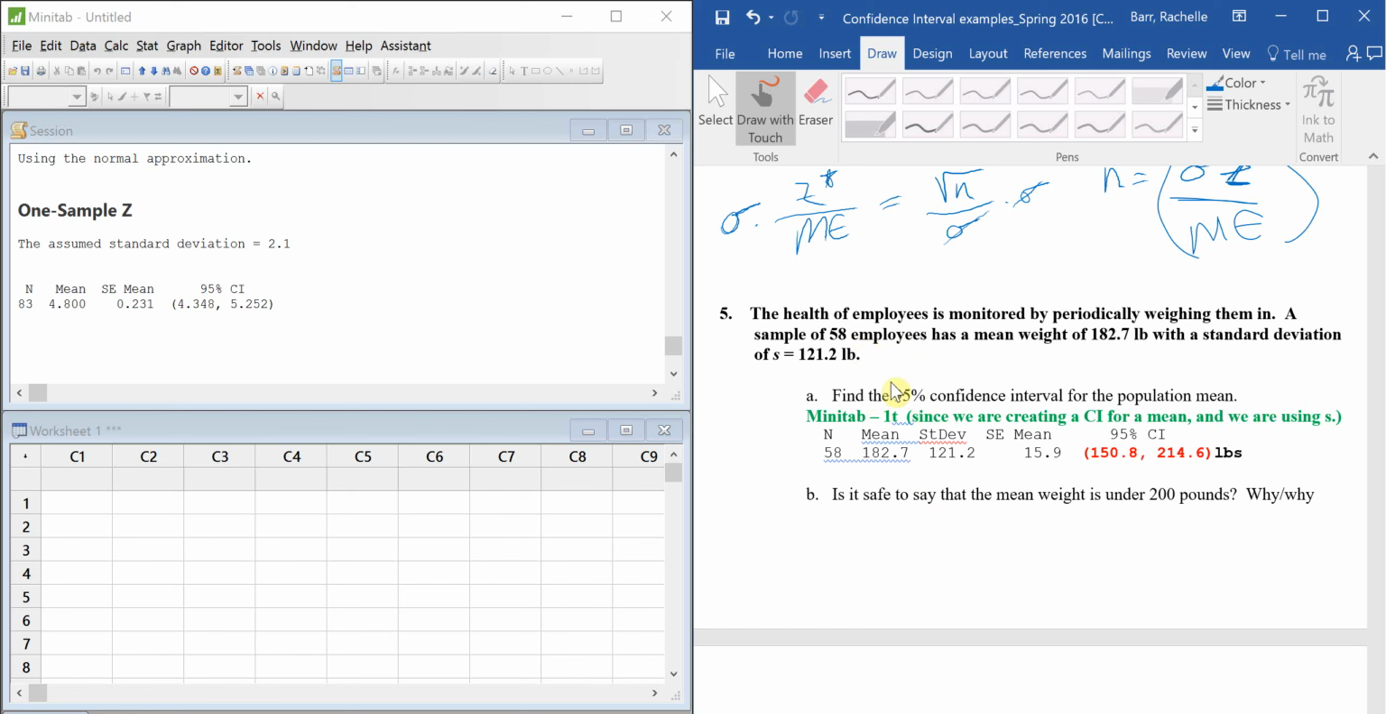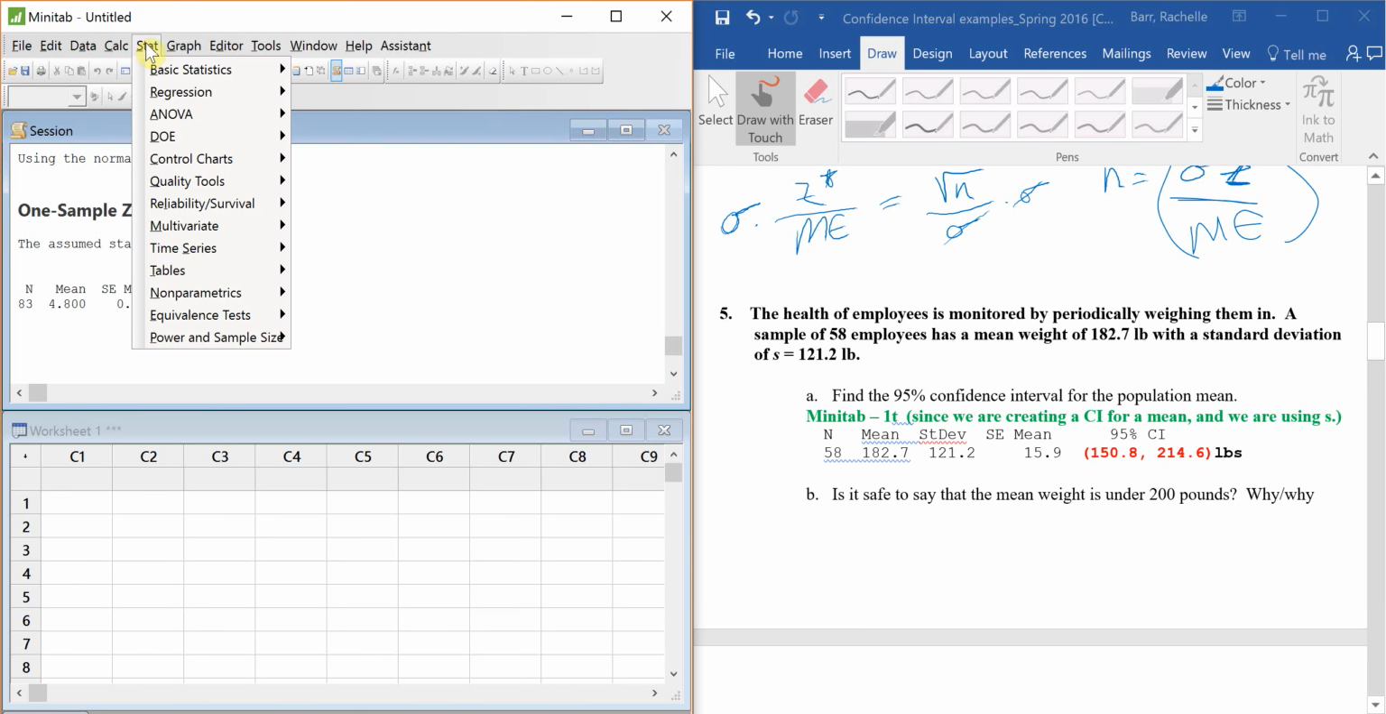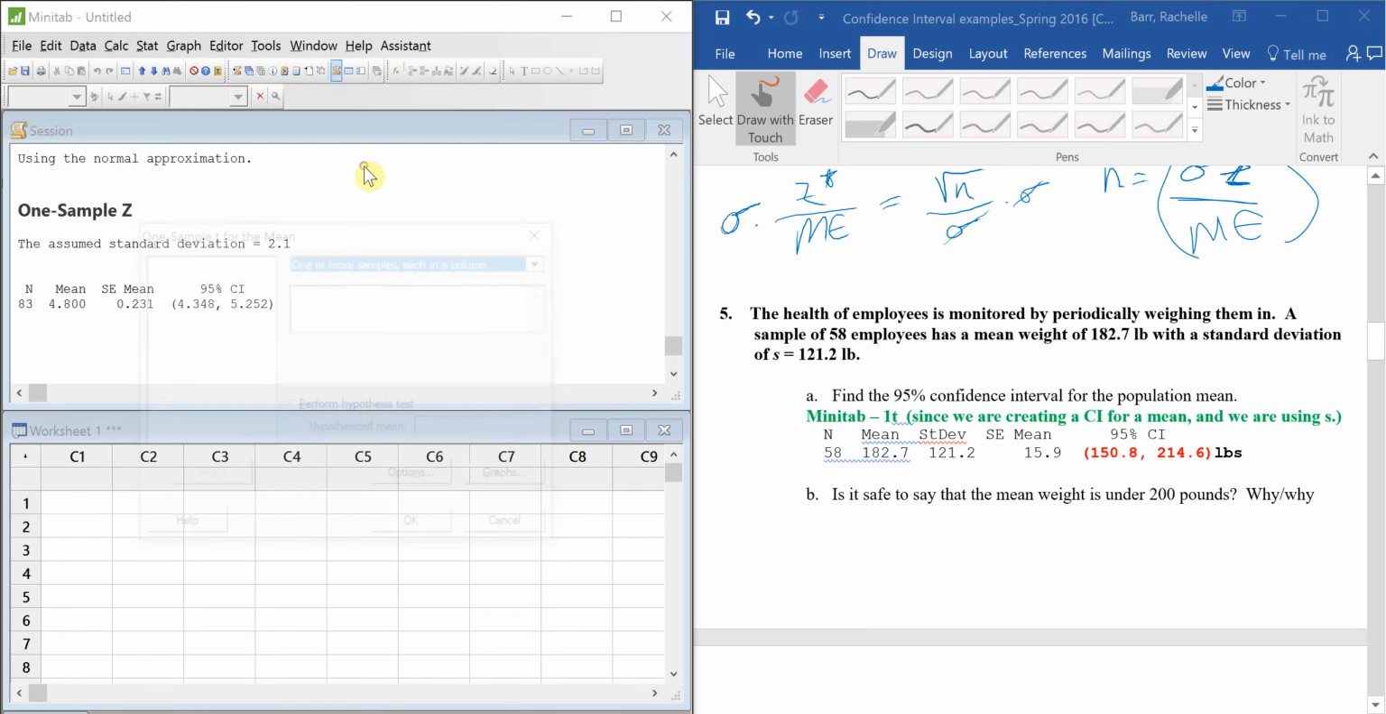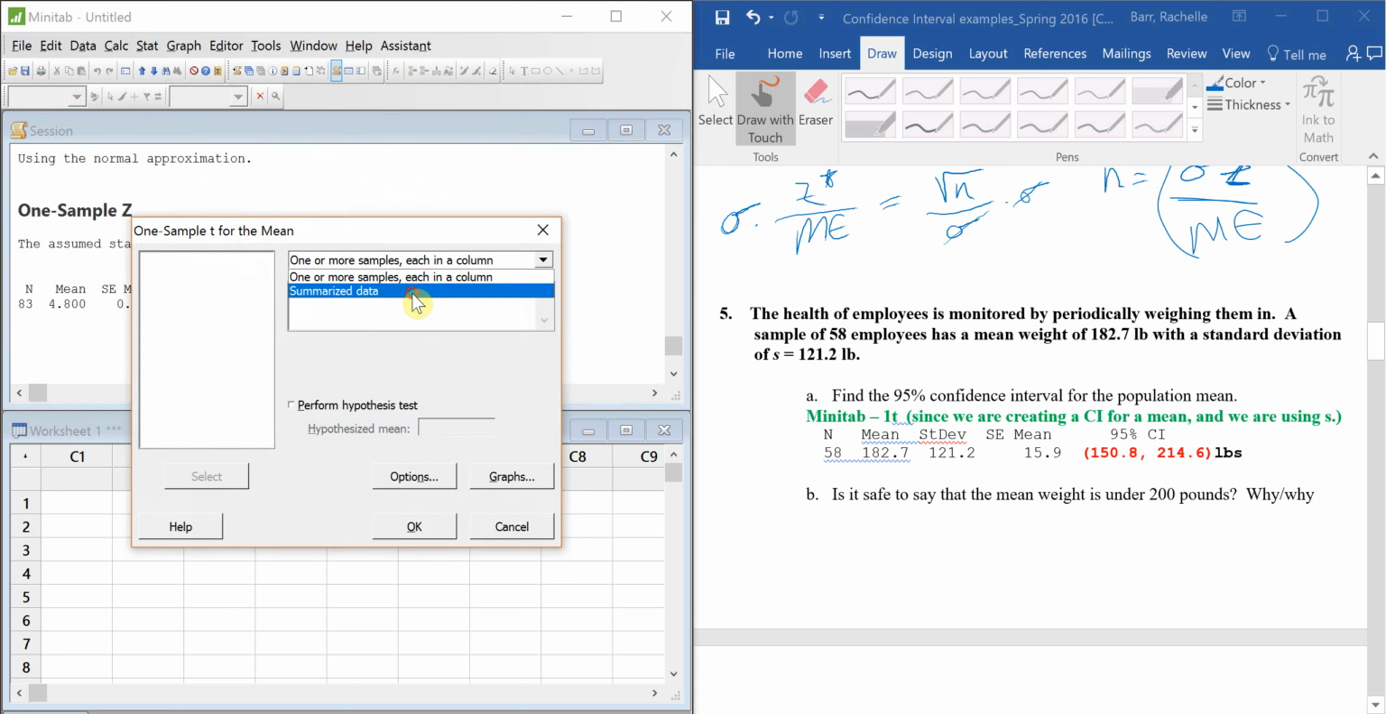So as I look at this, I'm going to use Minitab to produce a 95% confidence interval. So we're going to go to Stat, Basic Statistics. I'm going to go down to One-Sample t. Still choosing summarized data because that's what I have. I have my sample size to be 58. I'm going to use my sample mean, which is 182.7, and then my standard deviation, which is 121.2.